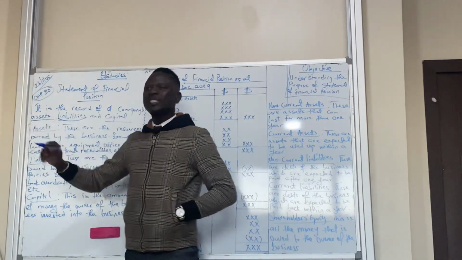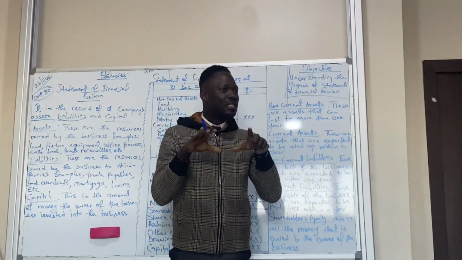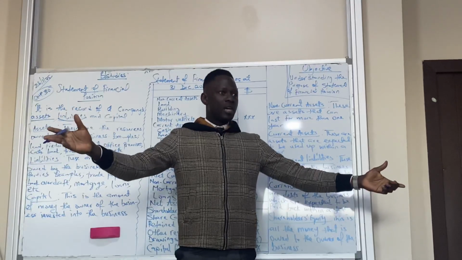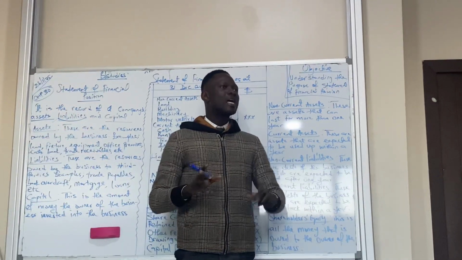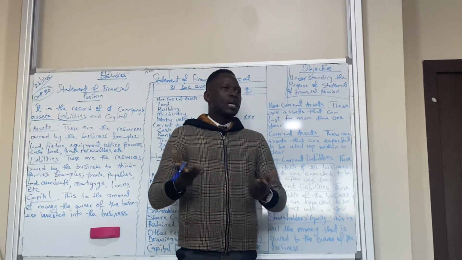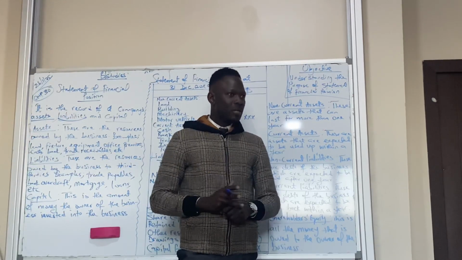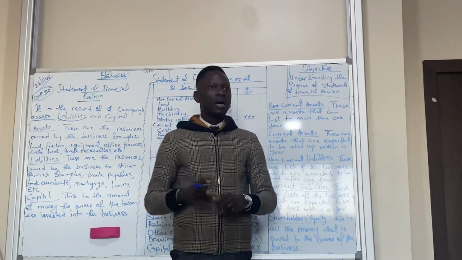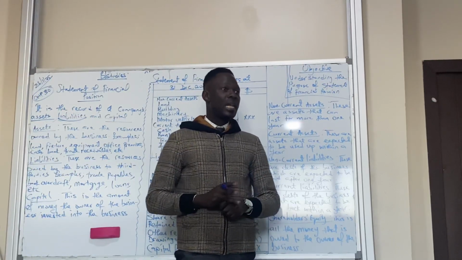For assets, these are the resources that the business is using, and it belongs to the business. An example is the building here. It belongs to the school. It's an asset to the school. For liabilities, it could be a mortgage. Maybe the school takes a loan. So that's the liability. The school uses it, but the school has to repay the lender.